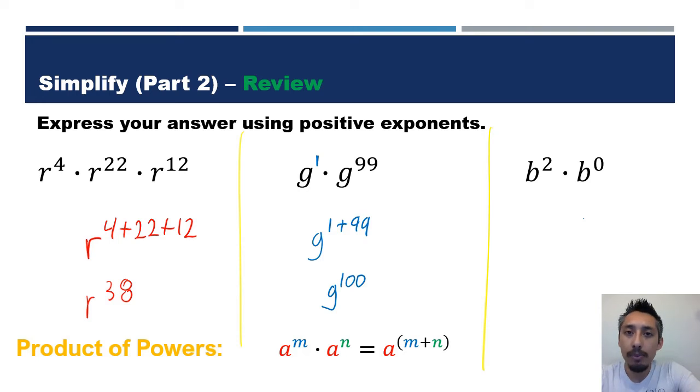We haven't done an example where our exponent is 0, but the same thinking applies. Our base is b. We have 2 as our exponent for the first one, plus 0 as the exponent for the second one, which means that our final answer here is b to the power of 2.